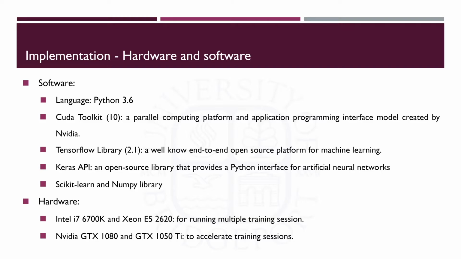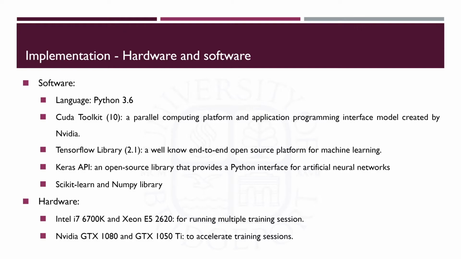our research. So for software, the main programming language that we use was Python, primarily version 3.6. We use CUDA Toolkit, a parallel computing platform and application program interface model that's created by NVIDIA. We use a specific library called TensorFlow, and it's basically known as an end-to-end open source platform for machine learning. Another open source library that we use was Keras API, which provides a Python interface for artificial neural networks, followed by scikit-learn and NumPy library.